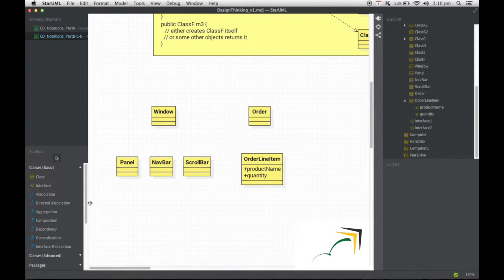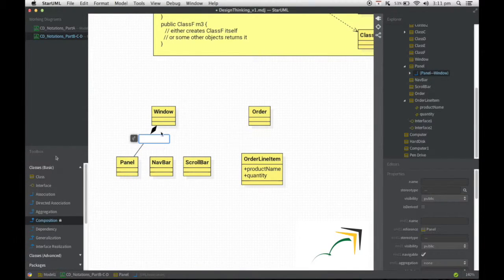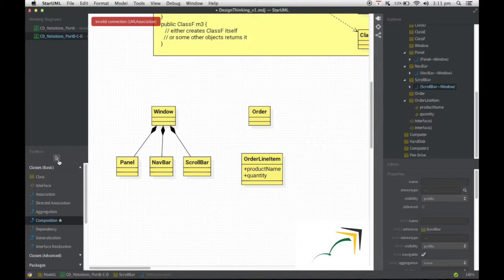Let me write the relationships here. The relationship I want is composition. I'll come to the word composition in a bit. Again, please note, I'm starting from the side of the part and dragging it towards the whole. I'm going to do the same thing here, and the same thing here. First off, let's understand the notations themselves.